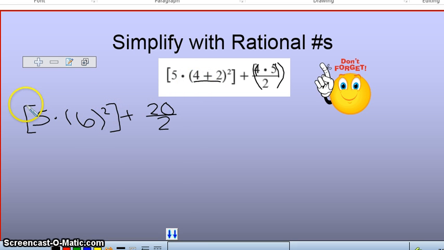Now, inside the brackets, I still want to follow order of operations. My operations happening here are multiplication and exponents. In the order of operations, exponents come first. So we want to square the 6 before we multiply it by 5. There's my bracket 5 times. 6 squared is 6 times 6, which gives us 36. Plus, and now I can simplify this 20 over 2 out here and get 10.